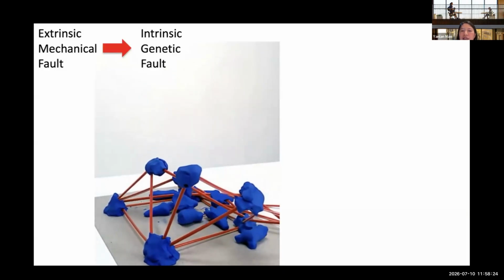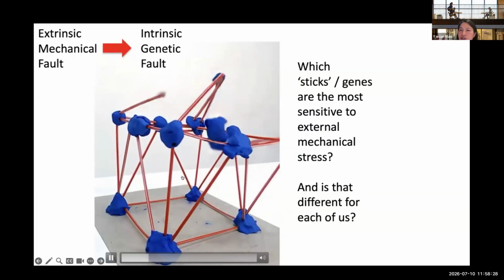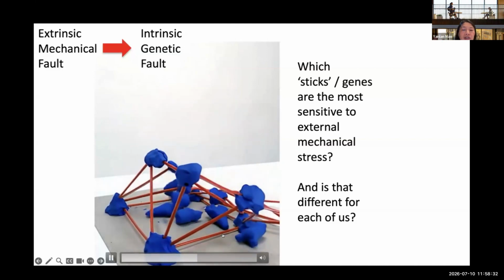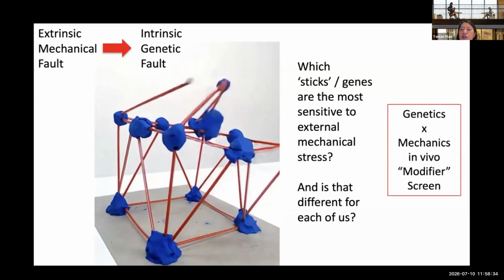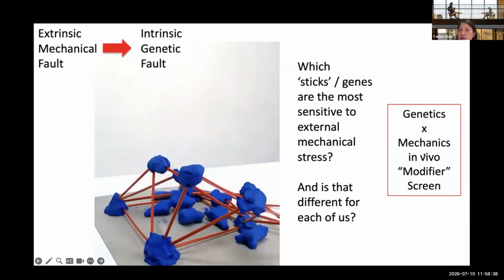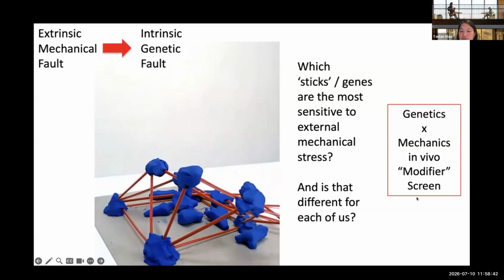Okay. And so I think the key is then to ask which are the most sensitive or vulnerable interactions or genes in our system, in our bodies, and is that different for each of us? And I think we can do this potentially in our assay system, where we can combine genetics with mechanics to do these in vivo modifier screens.